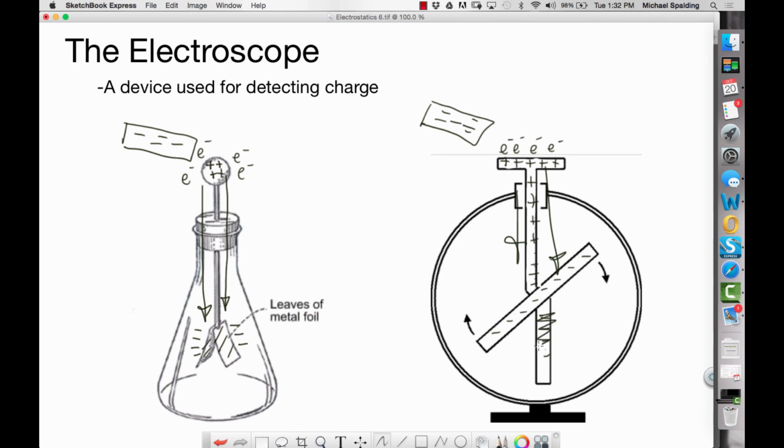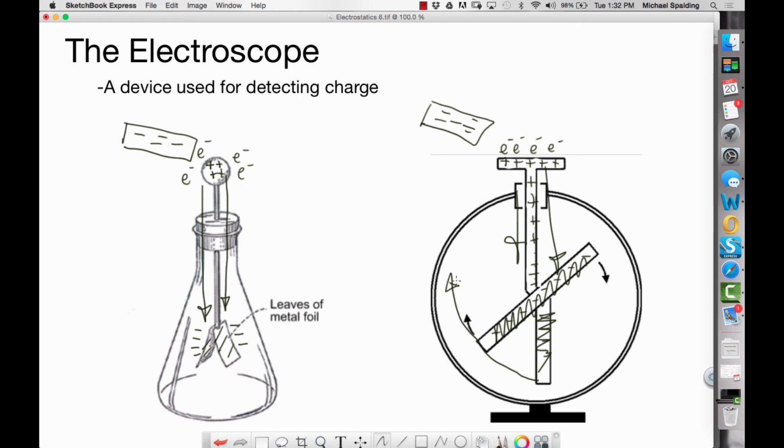Now, if this bar right here and this bar right here are negative, what are they going to do? Are they going to come together or are they going to go apart? They're going to go apart, but this is going to go up like this. Does that make sense?